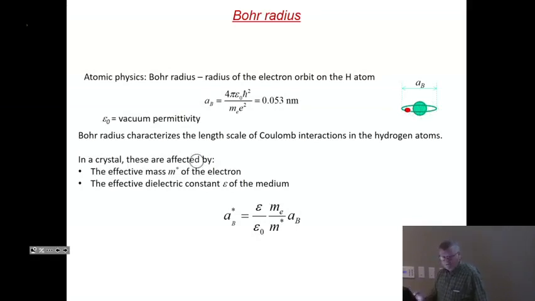Now, in a crystal, this orbital motion gets expanded because the mass is replaced by the effective mass. And this Coulombic interaction is also modified because the dielectric constant is different in the medium. So the effective Bohr radius in the medium is the Bohr radius of the hydrogen atom, divided by the effective mass over the free electron mass and multiplied by the dielectric constant over the permittivity of vacuum.